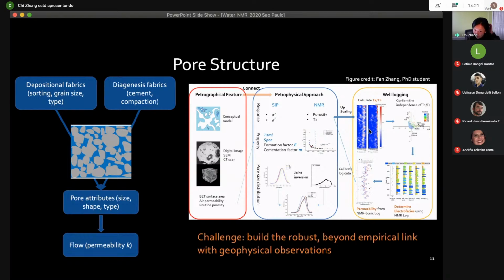The challenge here is that it's very difficult to build robust and mechanistic petrophysical relationships that go beyond the empirical link, to actually connect the observations from the geophysical signals to the actual property of interest. This is something many of us have been working on for a long time, trying to build a robust and universal petrophysical relationship, so you can directly translate all of these geophysical signals to any of the properties you are interested in.